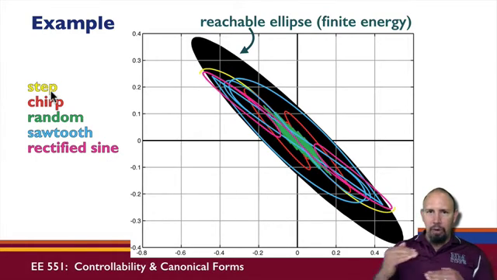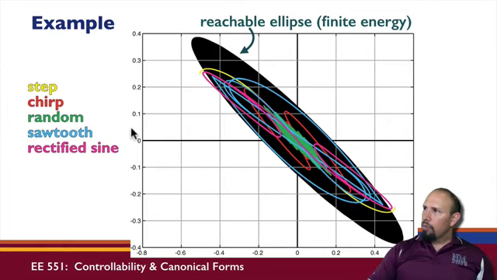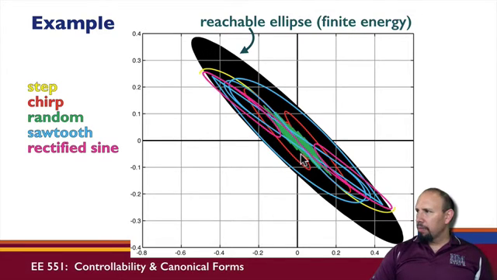There's a step input, bounded magnitude. Remember, bounded magnitude does not mean it's bounded energy. The finite energy ellipse says that if I have a signal of energy less than 1, it will stay within this ellipse. I can see that the step function is not finite energy, and so it can actually leave the ellipse. A rectified sine wave also is not finite energy. It leaves the ellipse.